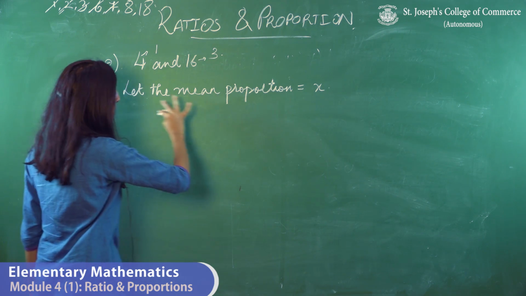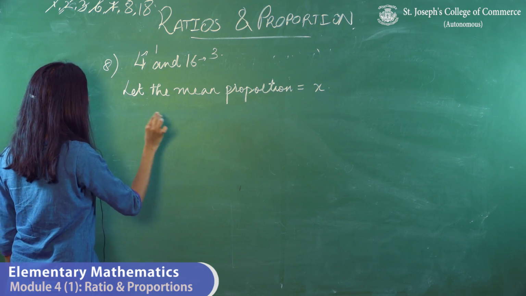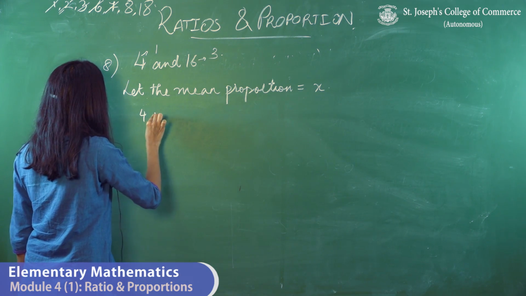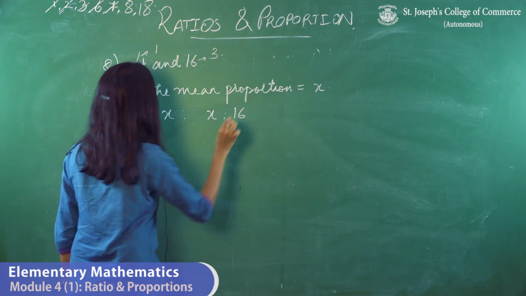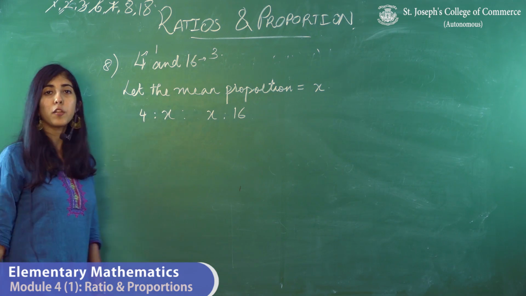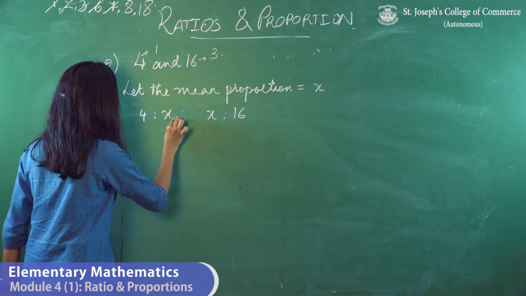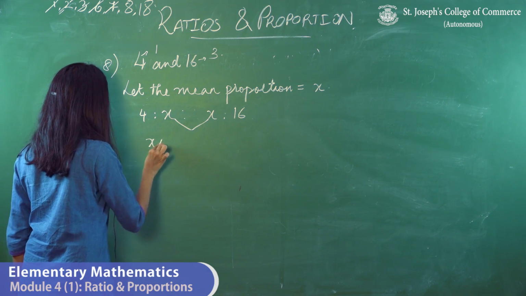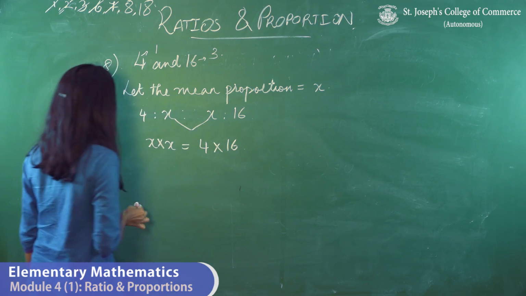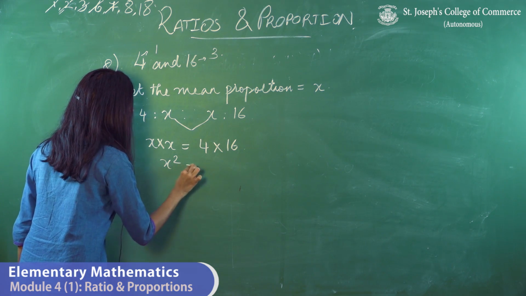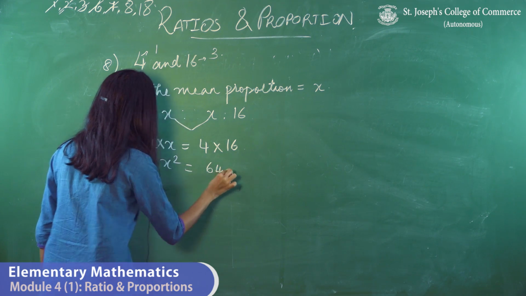So I assume the mean proportion to be x. When I represent it in the form of a proportion, it will be 4 is to x in proportion to x is to 16. So when I do the product of means and product of extremes, I take the product of x and x. So x into x is equal to 4 into 16. So x into x, x square, is equal to 64.